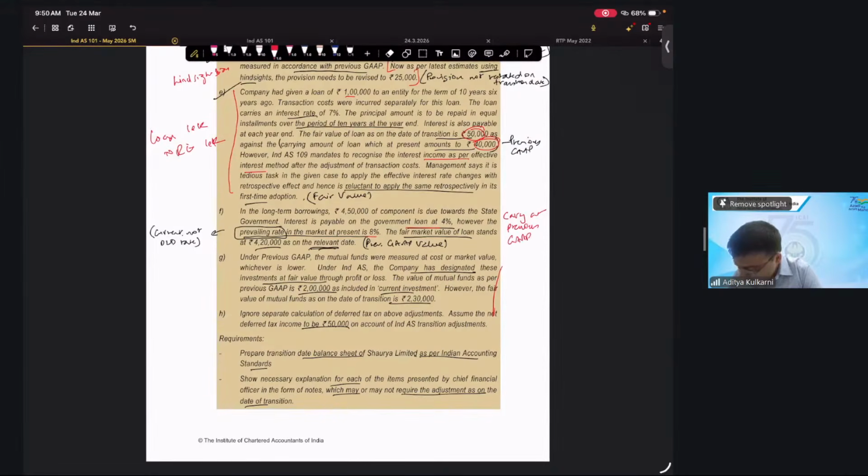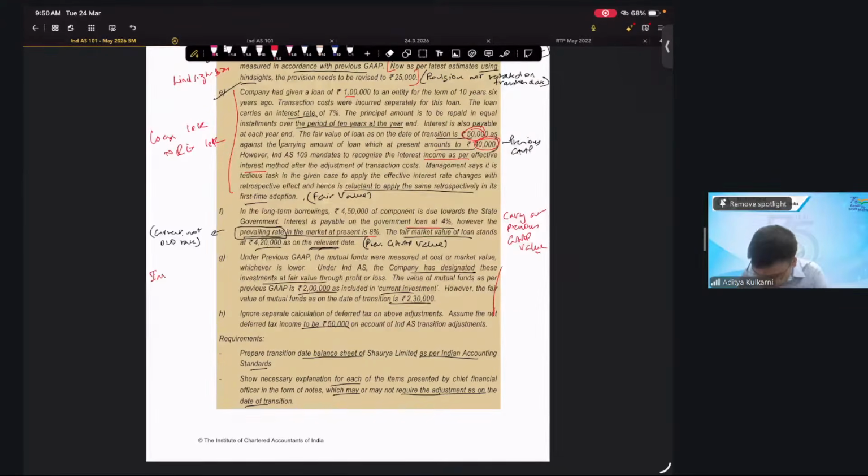Previous GAAP value: under previous GAAP, mutual funds were measured at cost or market value. Under Ind AS, they are taken as FVTPL. The value of mutual funds as per previous GAAP is 2 lakhs. The fair value of the mutual funds is 2,30,000. So we will have to bring this towards fair value, right?